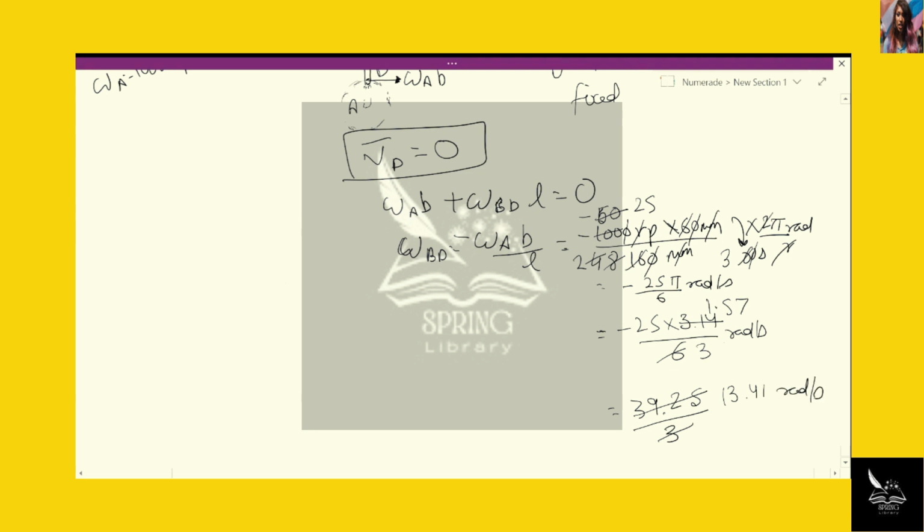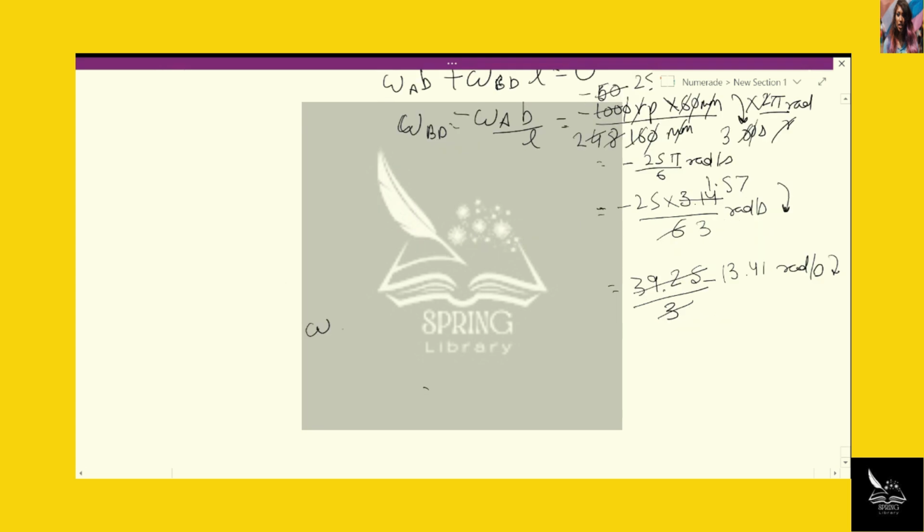radians per second, and then the negative number, and then this was all clockwise because omega A was clockwise. So this basically tells you that omega BD is 13.41 radians per second counterclockwise.